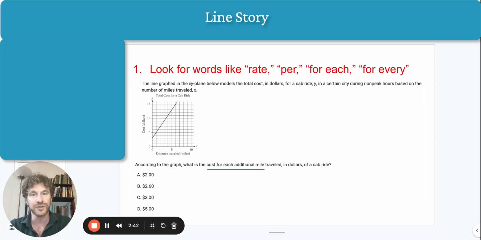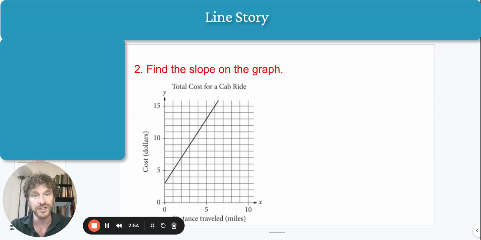Now, when we see these words, we know that they're talking about the slope, the rise over the run. They're talking about a rate of change. So what we want to do is take a look at the graph they give us and find the slope of this line. How do we do that?